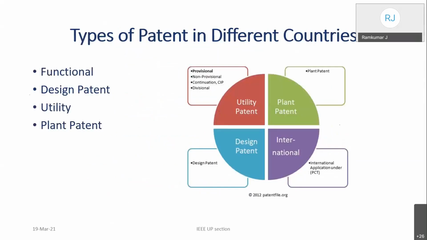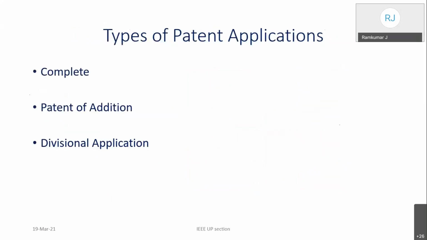So when we look at the type of patents in different countries, you have 4 different types. One is called utility patent. The other one is called plant patent. Then it is called international patent. Then it is called design patent. International patent we always call PCTs. And the utility patent, we call it provisional, non-provisional, continual, CIP, and divisional. So the type of patents in different countries are going to be functional, design patent, utility patent, and plant patents.